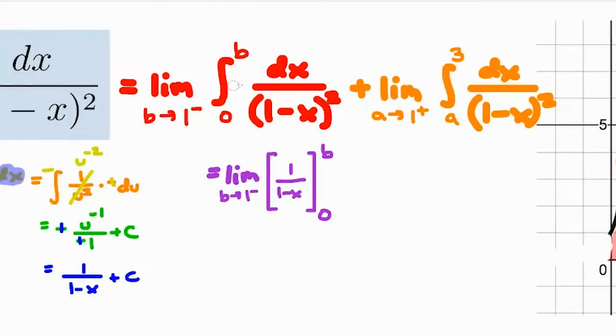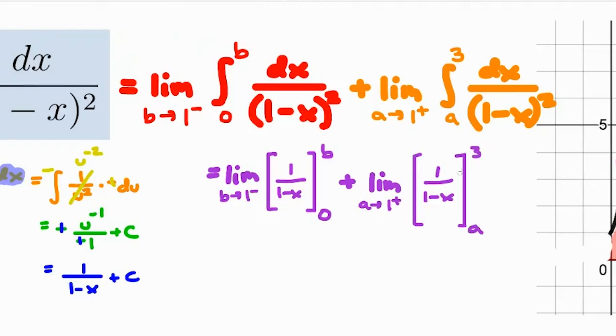So we're doing that. We're going 0 to b here. Okay, and then we're going to do plus the limit as a approaches 1 from the right this time. All right, we're doing 1 over 1 minus x, because that's the antiderivative. Let's put some brackets on this. And we're going from A to 3.